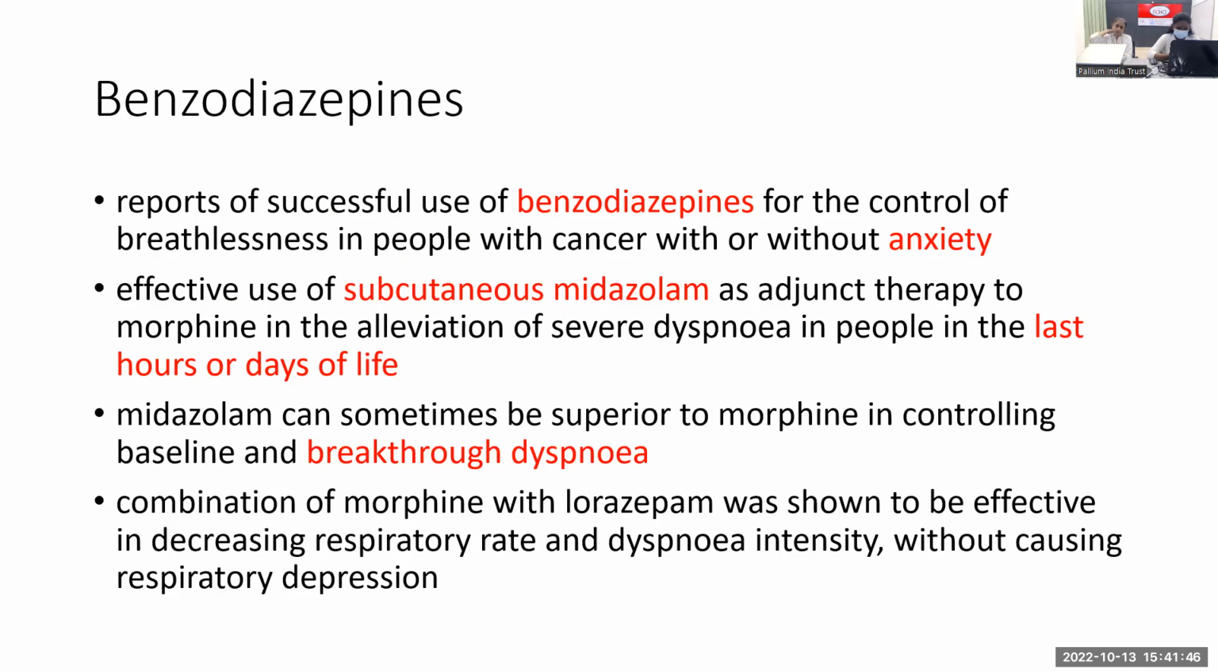Benzodiazepine. So we are talking about 3 drugs: opioids, steroids, and benzodiazepines. Very, very important to remember. Benzodiazepines will reduce the anxiety. We heard that anxiety can cause breathlessness, and breathlessness can cause anxiety again. So we need to reduce the anxiety. You can give drugs like lorazepam or subcutaneous midazolam to reduce the anxiety so that the patient can be at ease when they have problems with breathing.